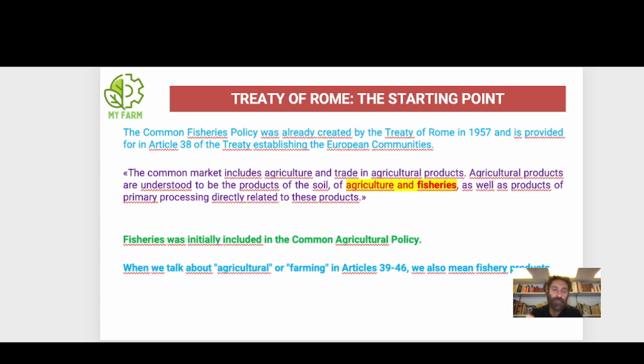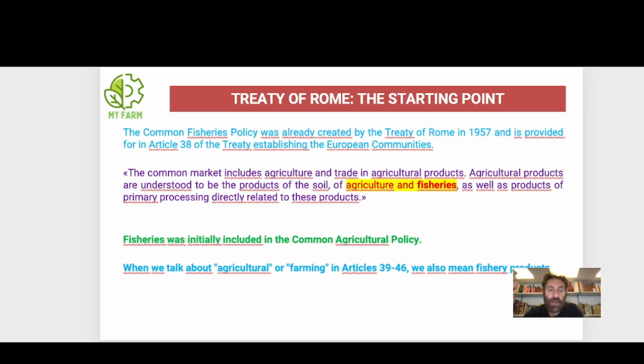So the key provisions for the common market were free movement of goods, so the abolition of customs duties, tariffs, and quantitative restrictions in terms of quotas on import and export between member states. This was achieved relatively quickly, with a customs union established in 1968, ahead of schedule.